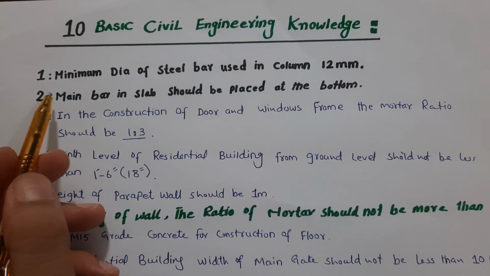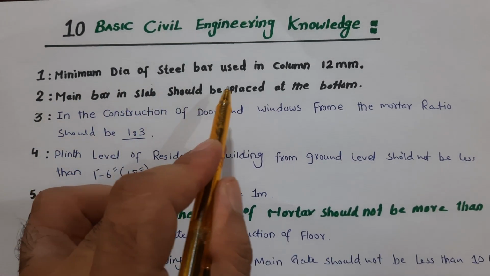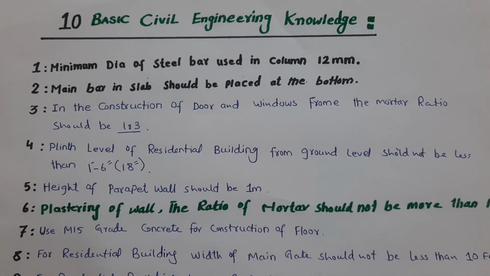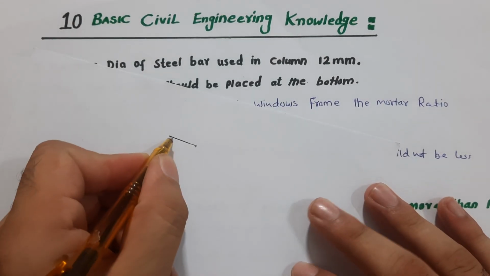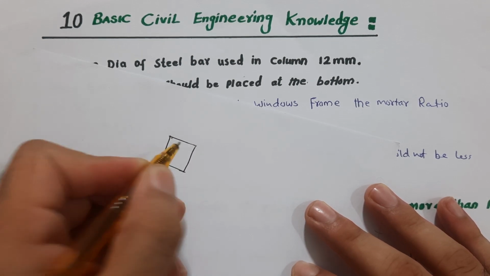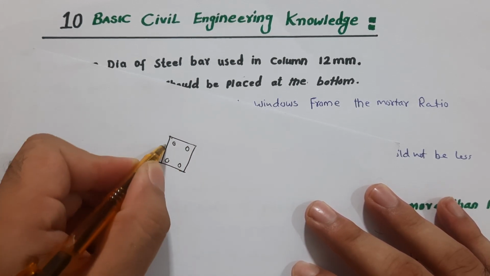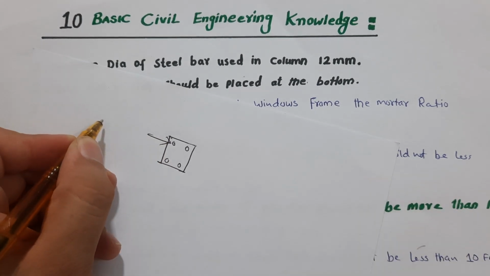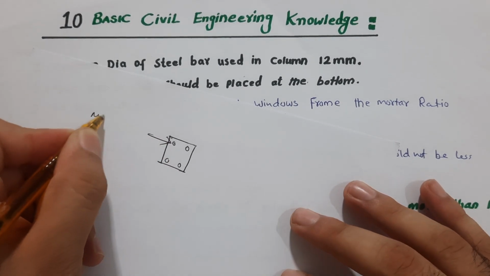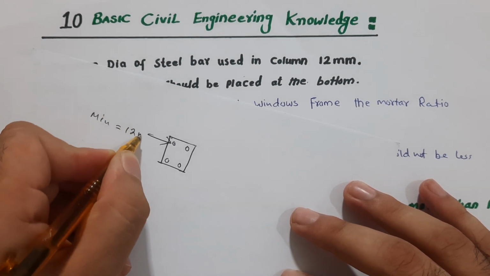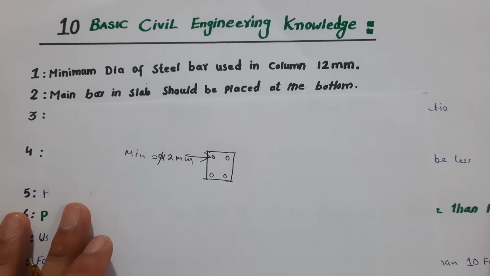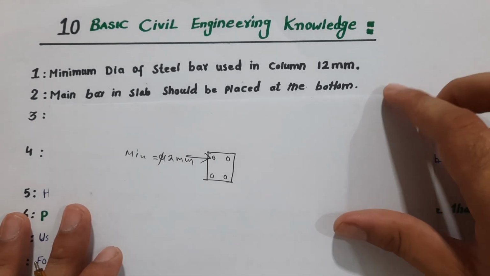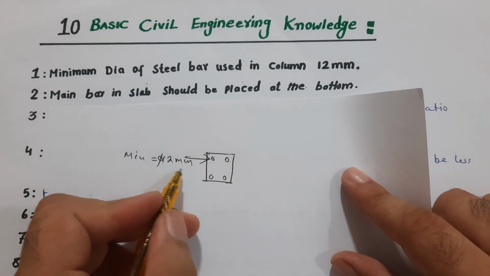First of all, the minimum diameter of steel bar used in a column is 6 millimeter. So let me guide you in detail. That is 12 millimeter, sorry, not 6 millimeter. Guys, you can see here, this is our RCC column. Inside this, suppose we have 4 steel rods. Each longitudinal bar's diameter should not be less than 12 millimeter, because the minimum in a column is 12 millimeter. This is the first important point. If you want to build your house, whether a residential or commercial building, the minimum diameter of longitudinal bar in a column is 12 millimeter.